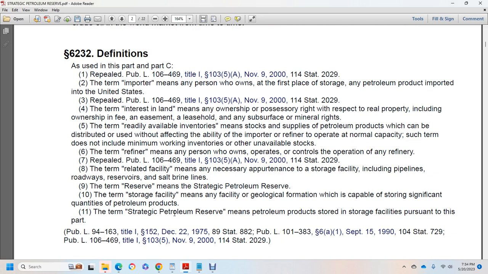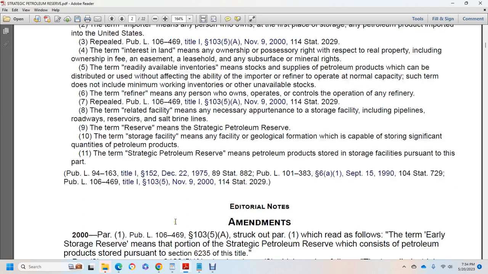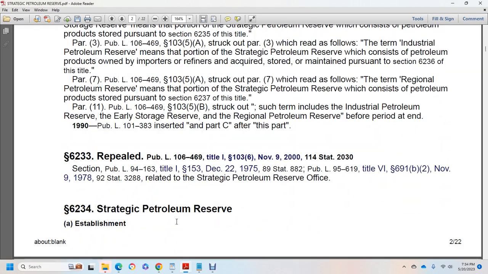(8) The term related facility means any necessary improvements to a storage facility, including pipelines, roadways, reservoirs, and salt brine lines. (9) The term reserve means the Strategic Petroleum Reserve. (10) The term storage facility means any facility which is capable of storing significant quantities of a petroleum product. (11) The term Strategic Petroleum Reserve means petroleum products stored in a storage facility pursuant to this part. Editorial amendments.